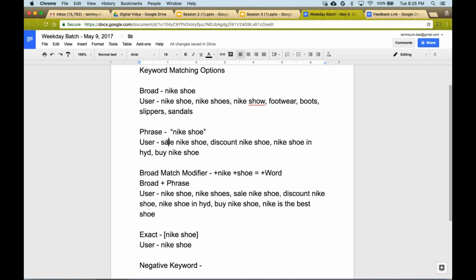We are saying sale Nike shoe, discount Nike shoe in Hyderabad, buy Nike shoe. Something written before or after the keyword. That's your phrase match. Okay.